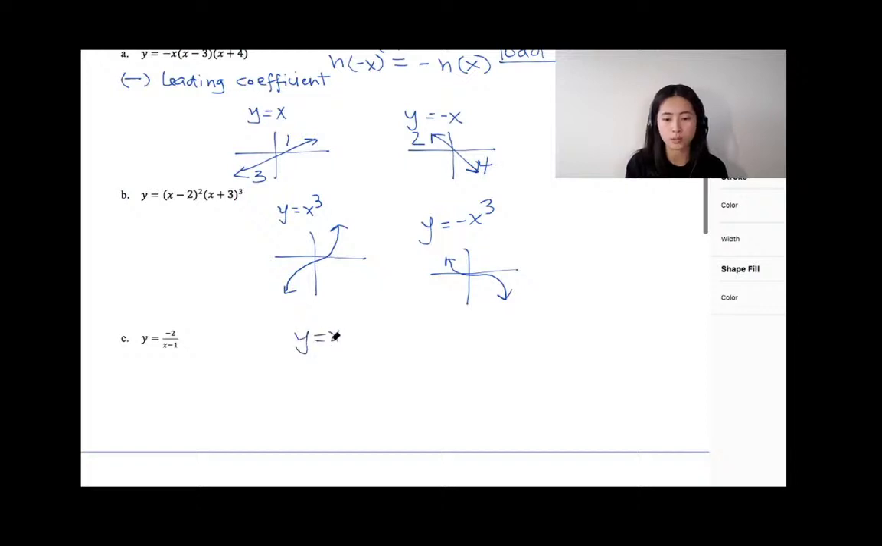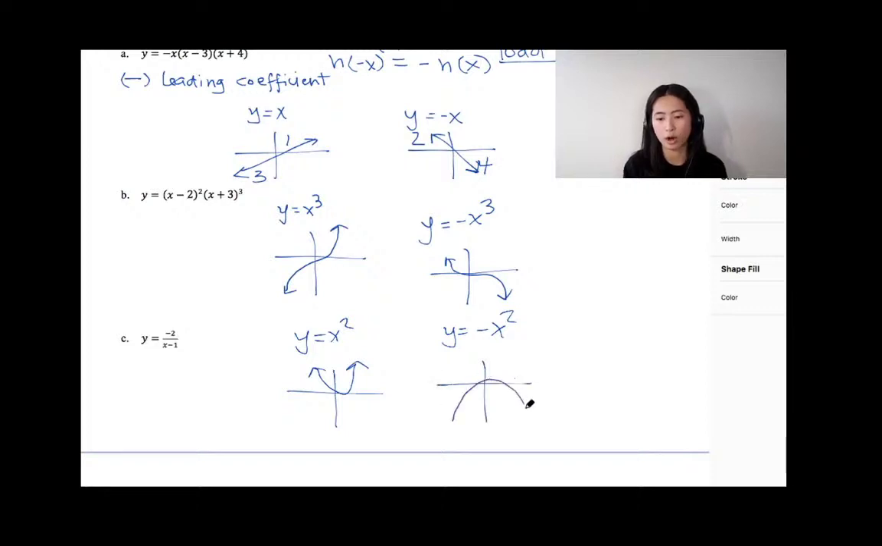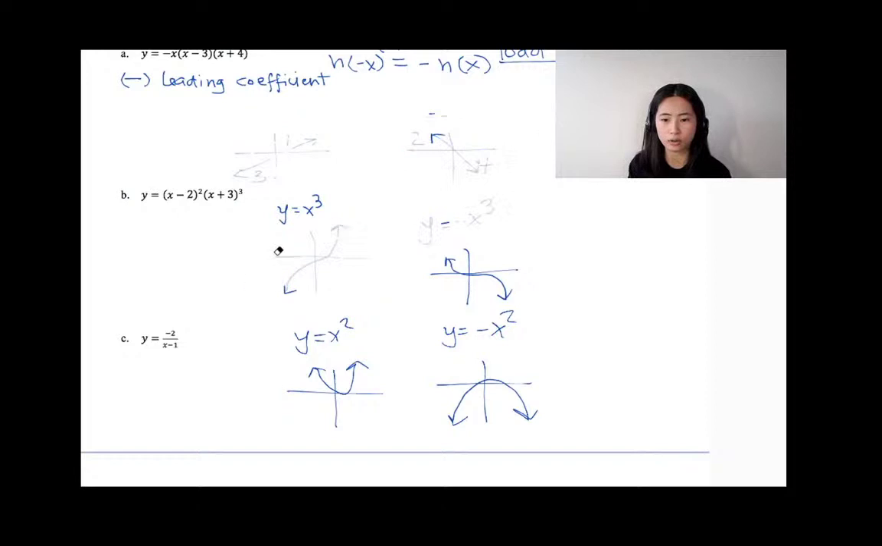So y is equal to x squared. This is going to be on quadrant 2 and quadrant 1, right? And if you have y is equal to negative x squared, you're going to have that on quadrant 3 and quadrant 4. Does that make sense? So it matters where you're going to graph that. Okay, so I can erase this now. So that's for the sign of the leading coefficient.